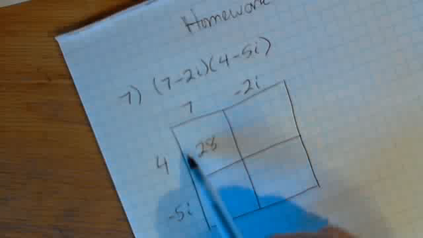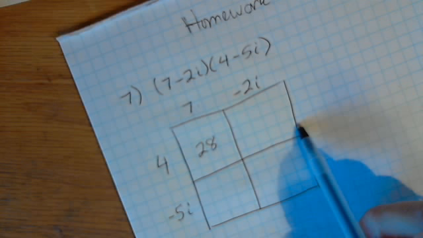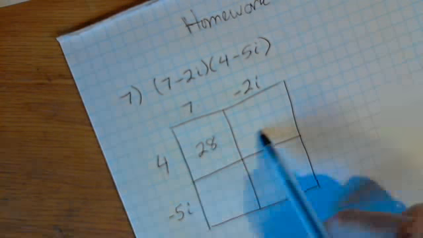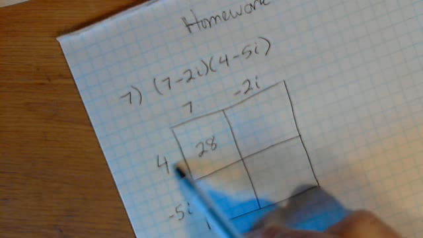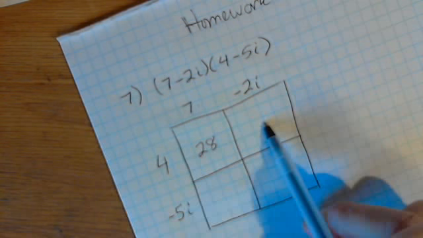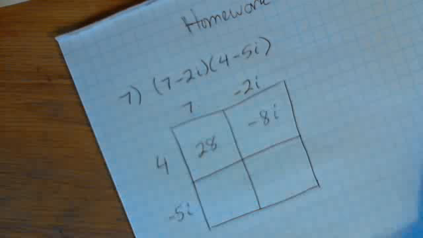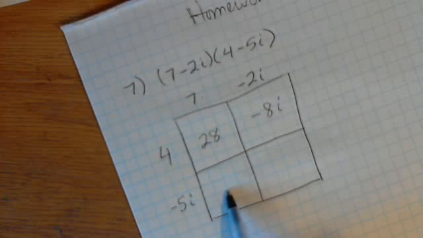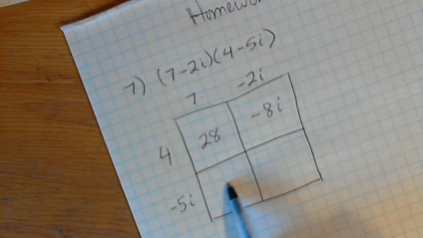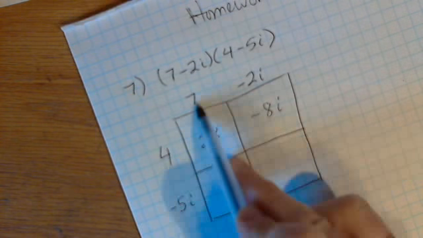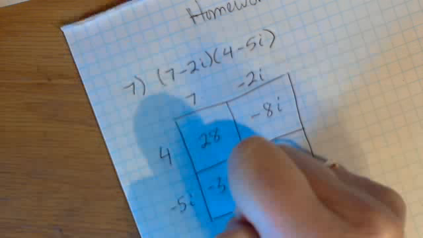Now let's do this side, which is 4. It's 4 here also, times this side. So the 4 times the negative 2i, and the answer goes here. That's negative 8i. Alright, let's go to this box. It's going to be the negative 5i times the 7. Negative 5i times 7, negative 35i.